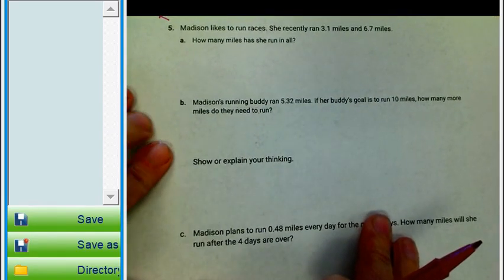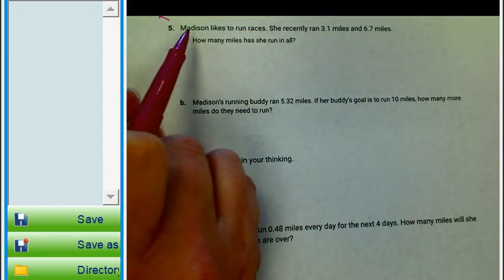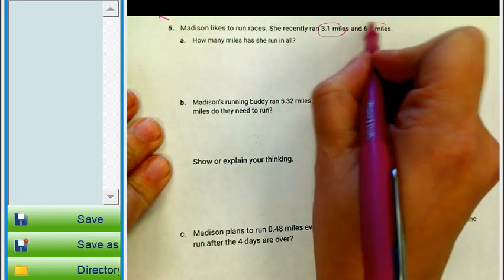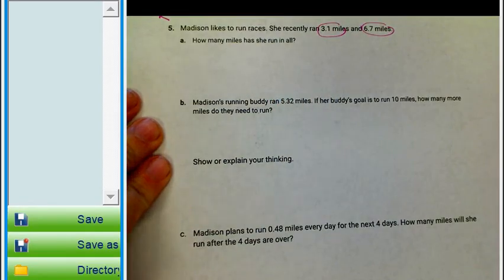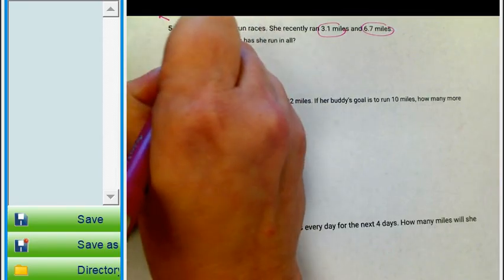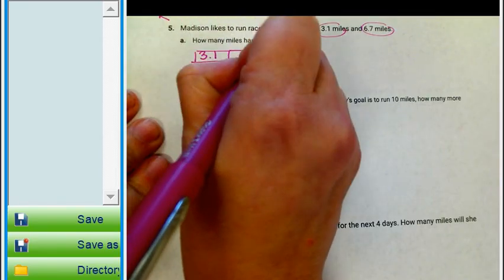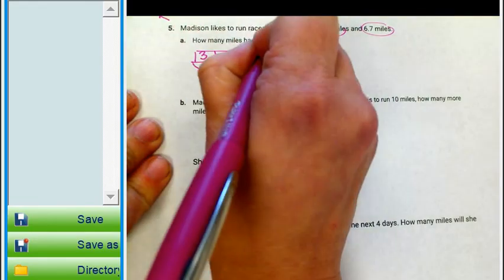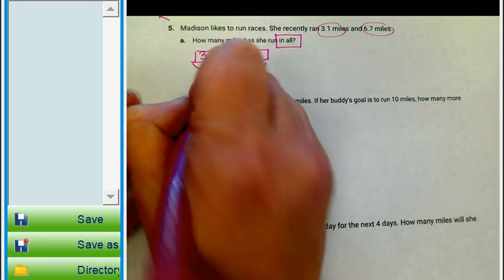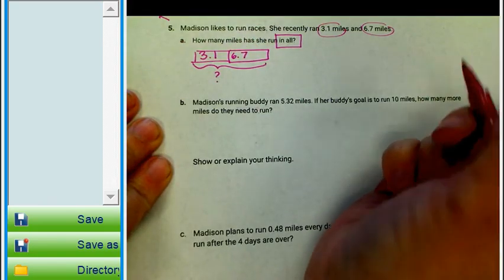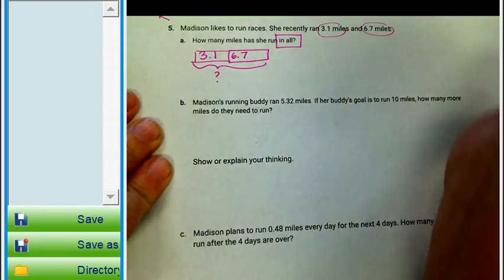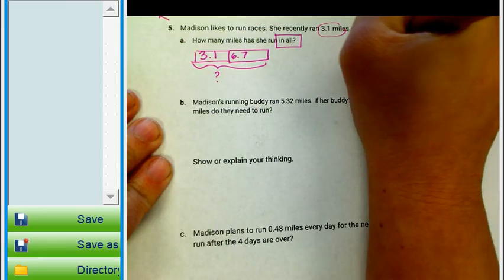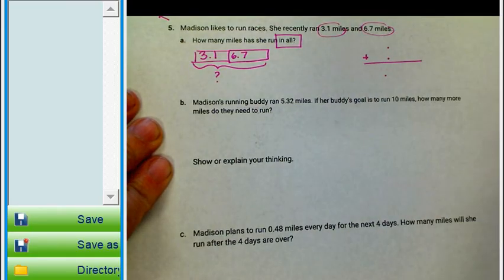In 5A, I'm looking at this scenario that Madison likes to run races. She recently ran 3.1 miles and a 6.7 mile race. So she ran one race that was 3.1 miles, and she ran another race that was 6.7. You need to figure out how many miles she has run in all. Think about which operation, because I'm combining them and they're different things. We are going to be adding together. Make sure you have started your addition with the snowman.